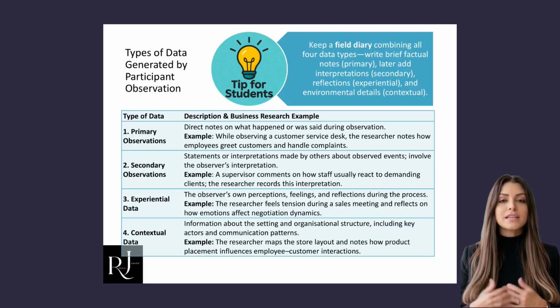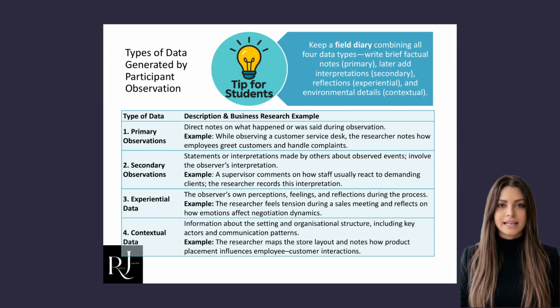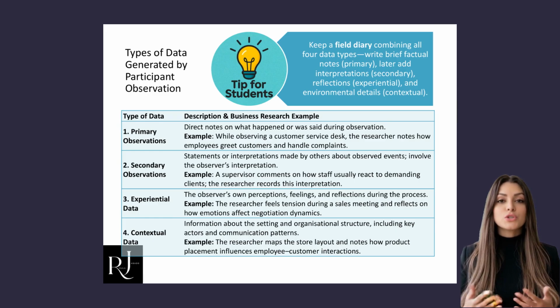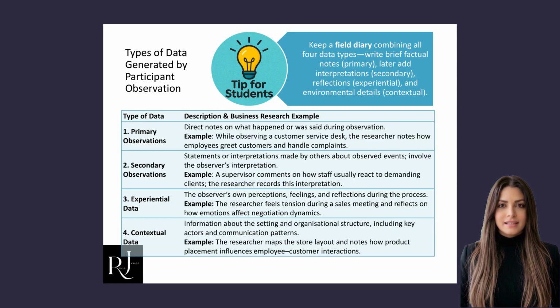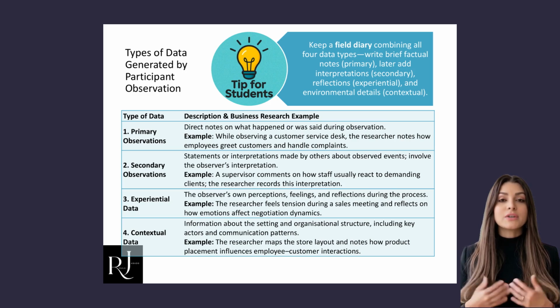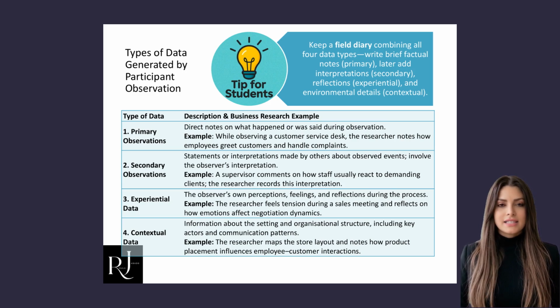When you are in the field, what exactly are you writing down? Participant observation generates four distinct types of data. First, primary observations. These are your raw, direct notes. If an employee greets a customer with a smile and a specific phrase, you write that down exactly as it happened. It's the who, what, and where.